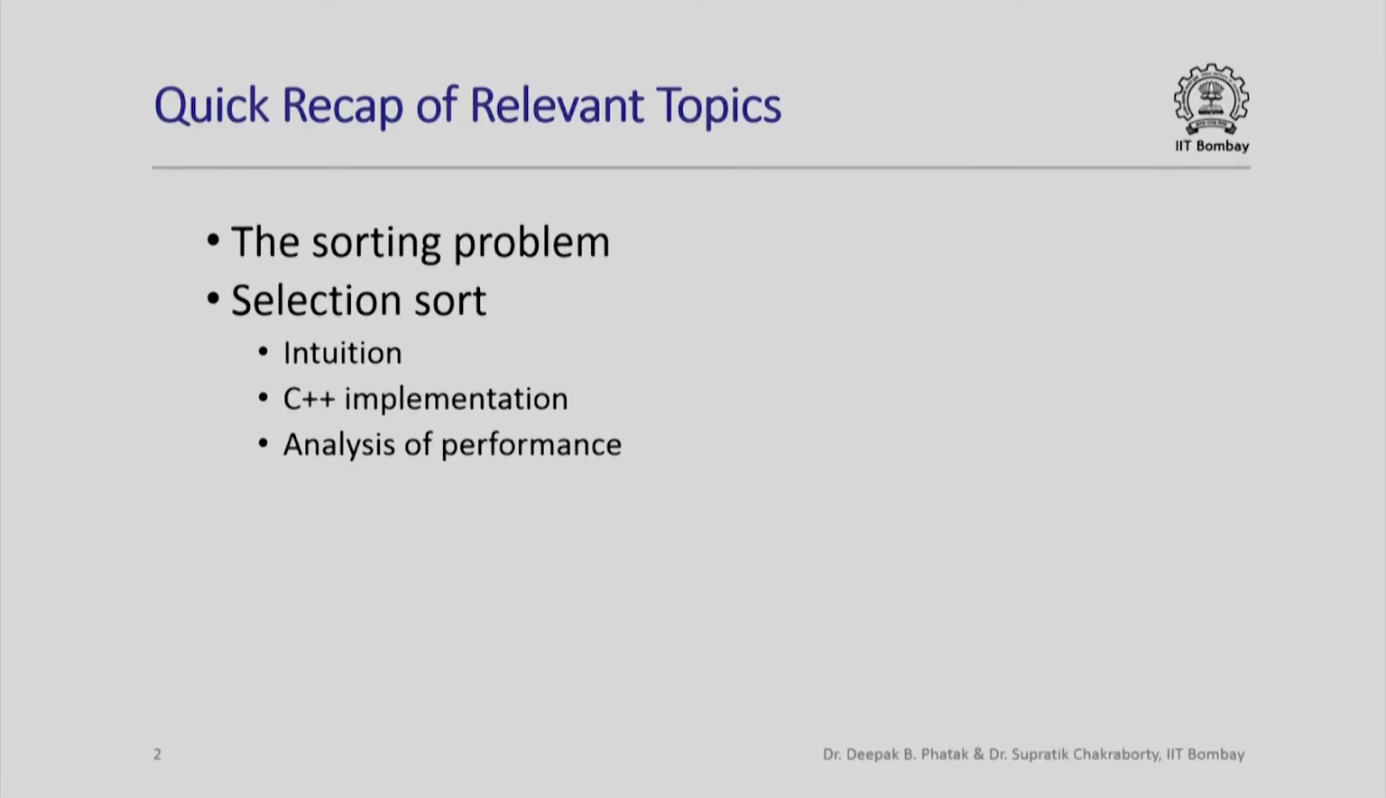Here is a quick recap of some of the relevant topics we have already studied. We have seen what the sorting problem is. We have also seen some motivating examples, and we have looked in some detail at a particular sorting technique called selection sort. We have tried to understand the intuition behind selection sort, seen a C++ implementation of it, and also did a very crude and high level analysis of its performance.